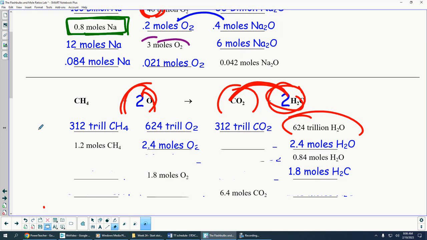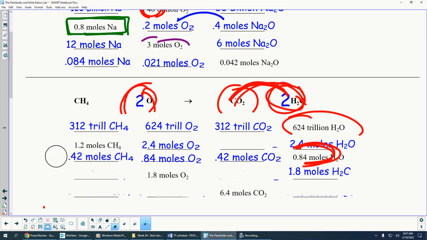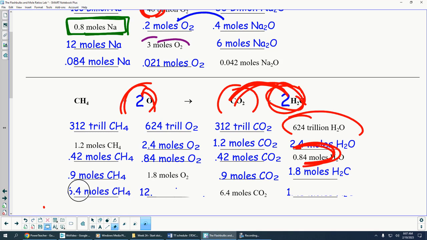Okay, so let's do this next one here. Hopefully you're catching on. If I have 0.84 moles of water made, 2 to 1, I'm going to divide that in half here. 0.42, double it to get to my O2s, and then keep it all the same there.